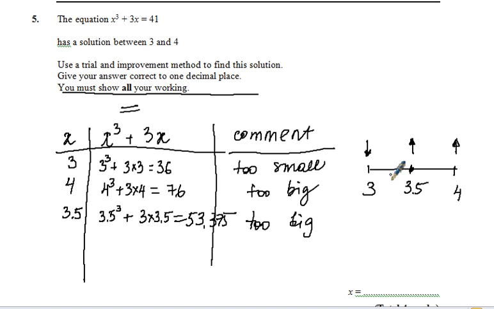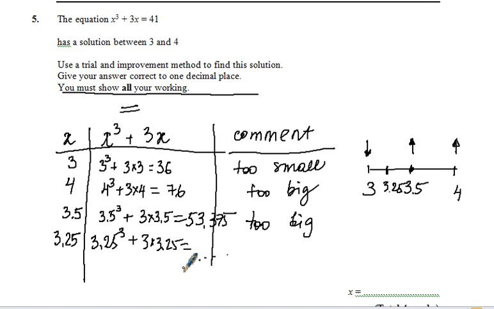Alright, so to get closer to 41, we have to find now a number in between 3 and 3.5, so you will pick 3.25, and again you will be evaluating 3.25, and you will come perhaps whatever number is here, it will be, sorry, too big, but you need to write it exactly as it is.